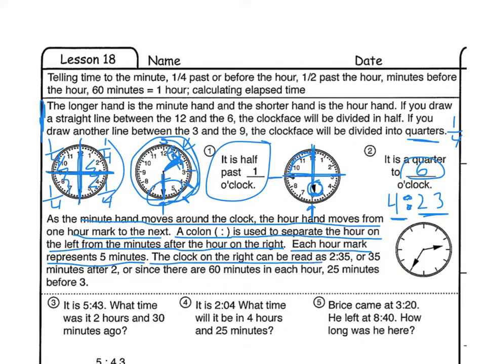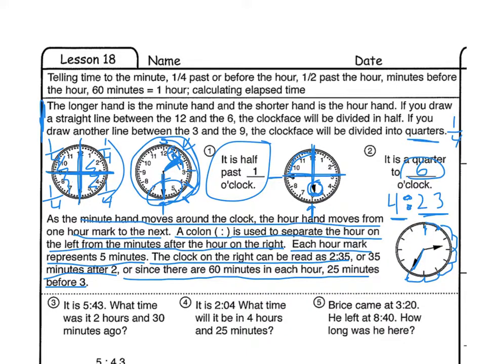The clock on the right can be read as 2:35 or 35 minutes after 2, or since there are 60 minutes in each hour, it's 25 minutes before 3. So you can see right here that the minute hand is pointing to the dot right there. Let's see if we can figure out why that is 35. So the minute hand starts here, that's on the hour, and then every one of these big dots is 5 minutes. So that's 5 to there, and then 10, and then 15, 20, 25, 30, 35.